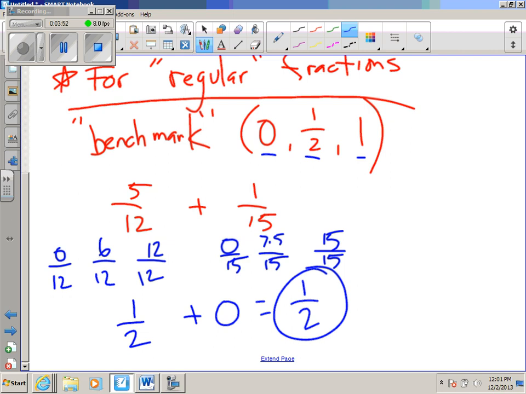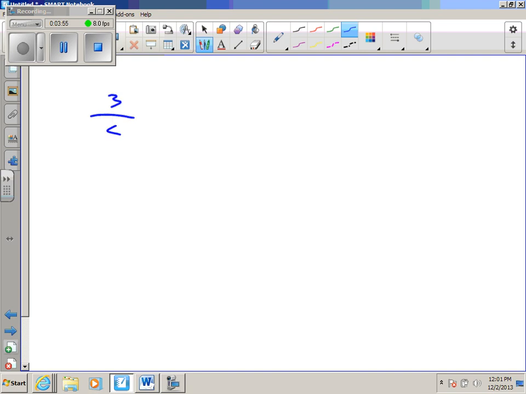Okay? So if you see one like 3/5 minus 1/8, and you use those benchmarks for each, and then do the subtraction, what comes to mind? What are you going to do with 3/5? To what? 0, half, or 1? We're going to round it. We're going to go to half. And then what about the 1/8? So half minus 0 gives you half.